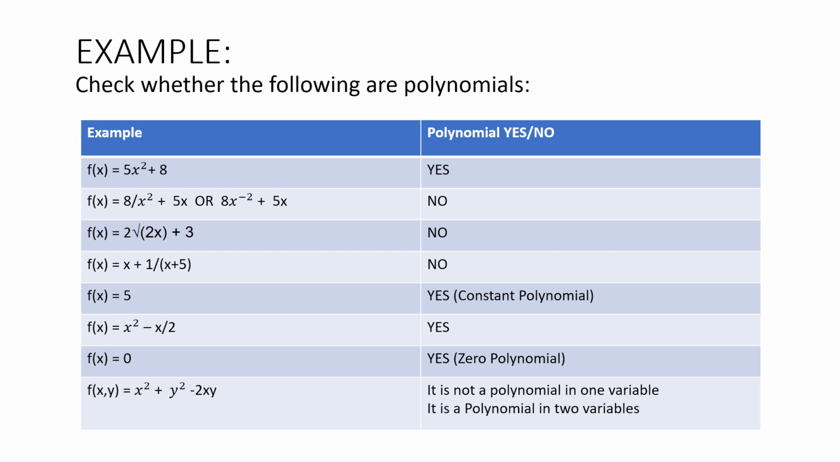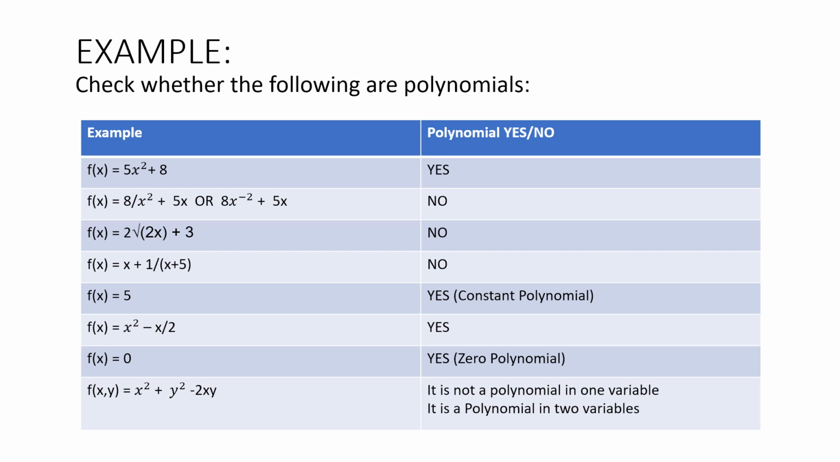Next one, fx is equal to x square minus x upon 2. It is permitted because the power of x in the second term is 1. But the coefficient is half. That is no problem. So, it is a polynomial. Fx is equal to 0. Yes, it is again a polynomial and it is a special type of polynomial called the 0 polynomial because 0 means 0 into, you can write anything, x raised to 1, 2, 3, anything. So, it is a 0 polynomial.